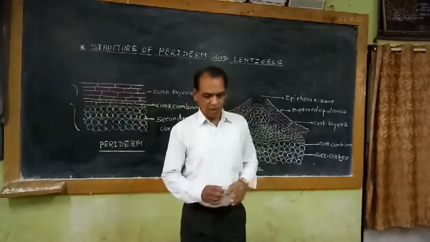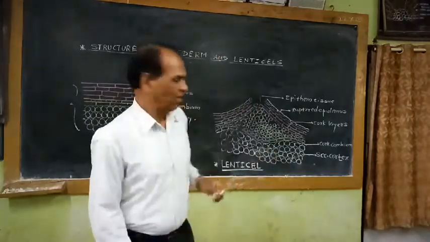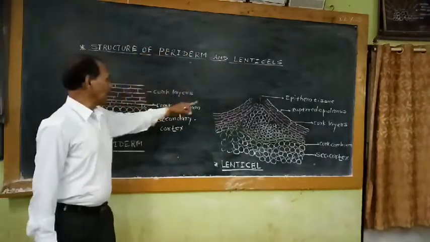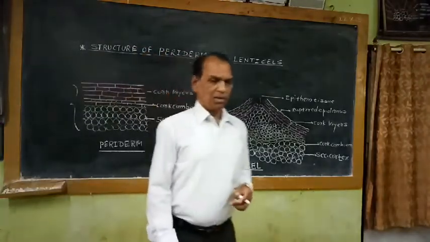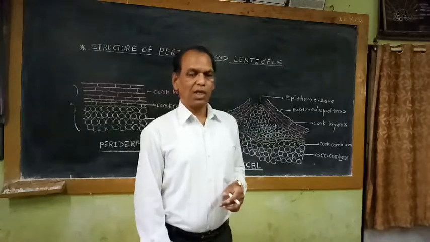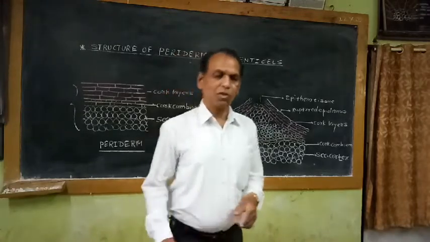That means after secondary growth, these two important structures, periderm and lenticels, are developed during secondary growth in each and every dicot and gymnospermic plant.